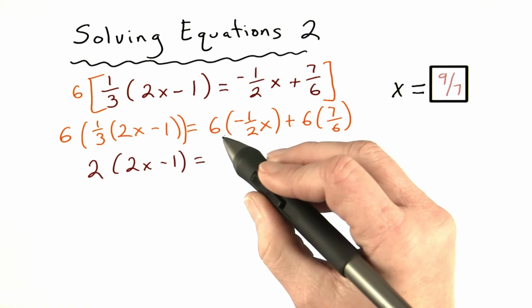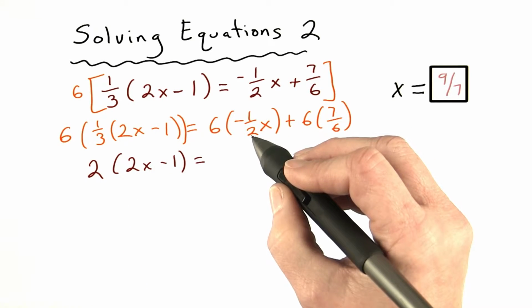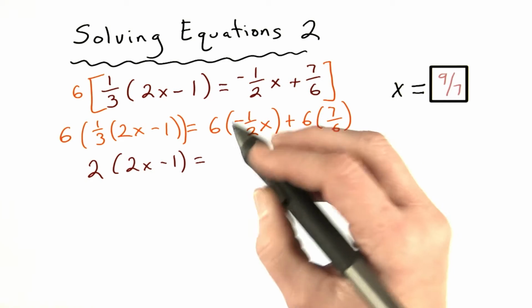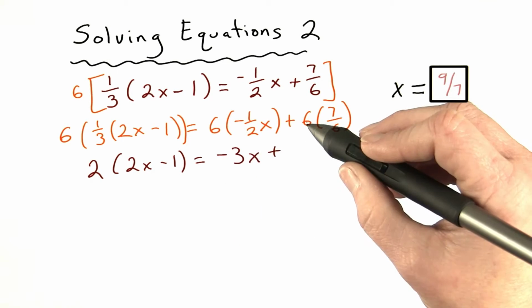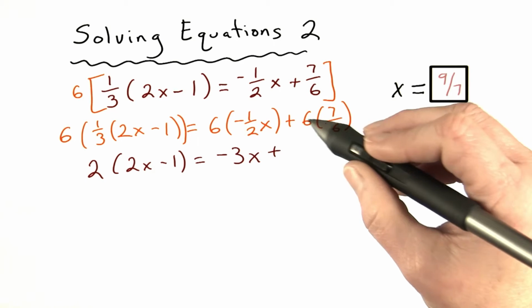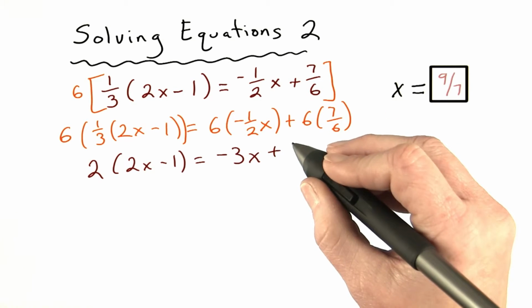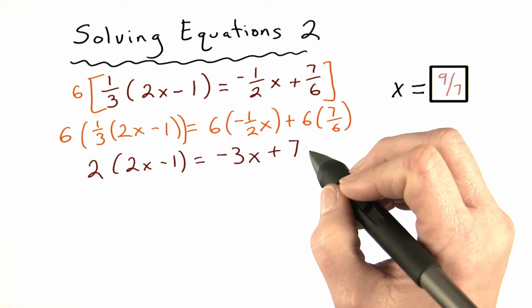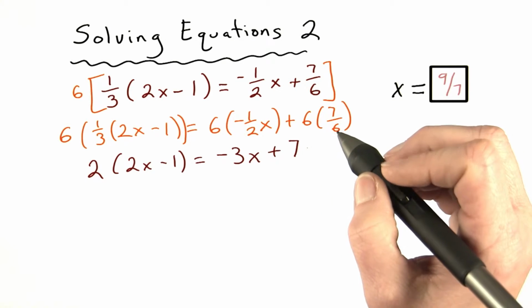On the right side of the equation, I have 6 times negative 1/2 x. 6/2 is 3, so I have negative 3x. When I multiply 6 times 7/6, the 6's cancel out, and I'm just left with a 7. Once I clear the fractions from the equation, I need to distribute wherever needed.